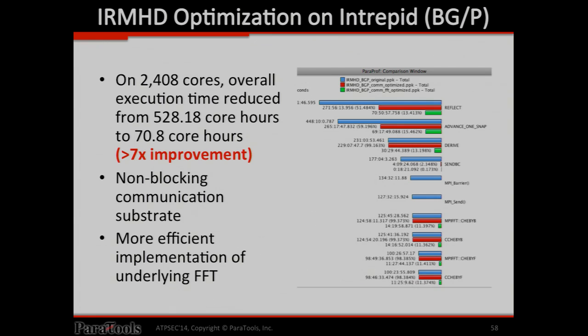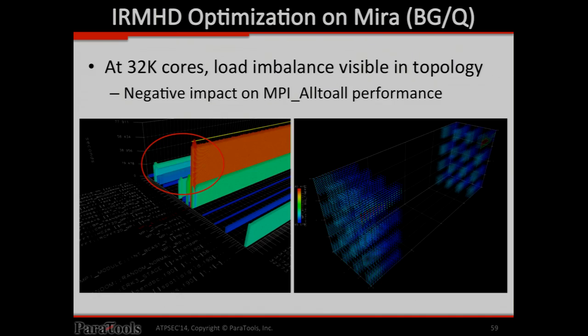The second thing they did was give a more efficient implementation of the underlying FFT, which is the green bar here. And again, we see a huge improvement in time spent in these routines. The net effect was that the code end-to-end was 7 times faster once they were done optimizing it based on the data that Tau provided. So that was on Intrepid.